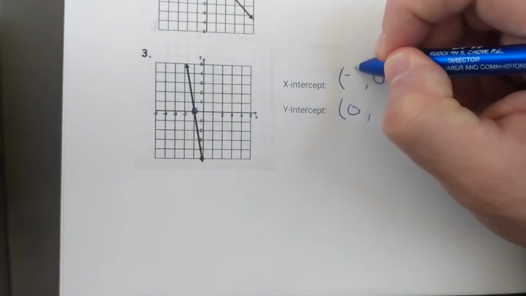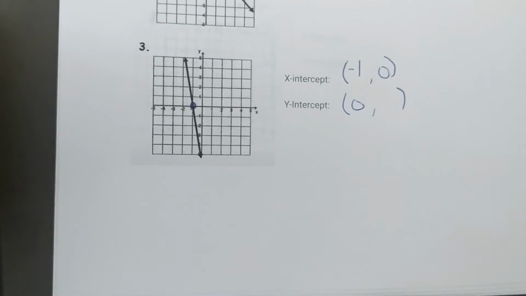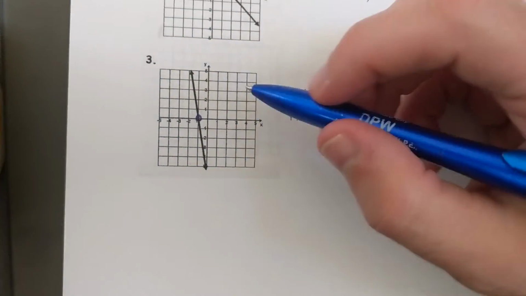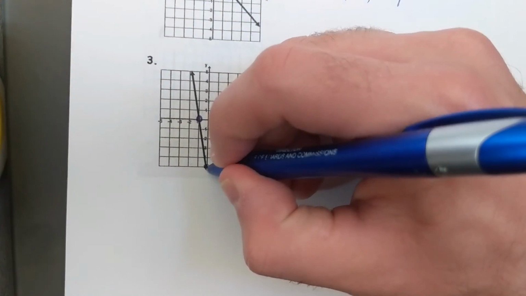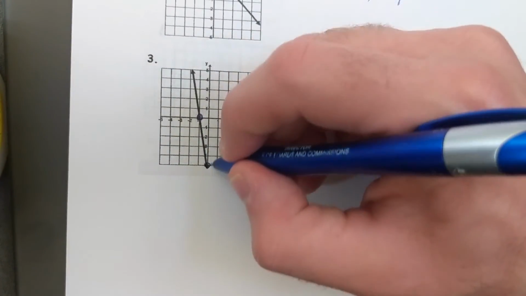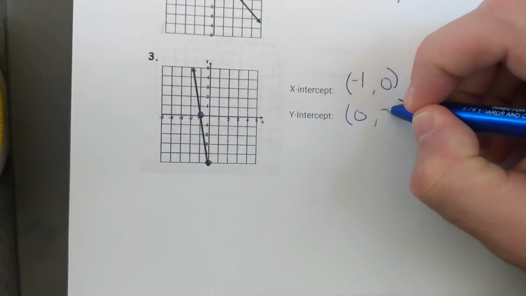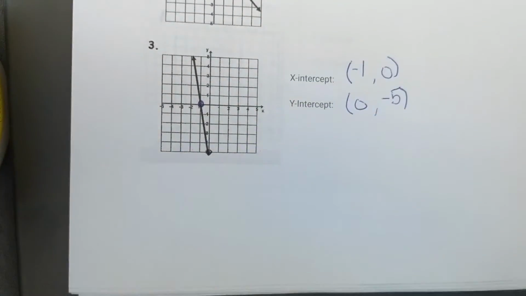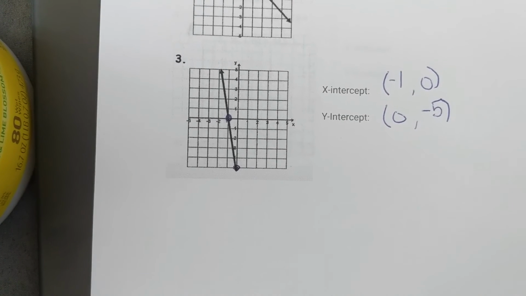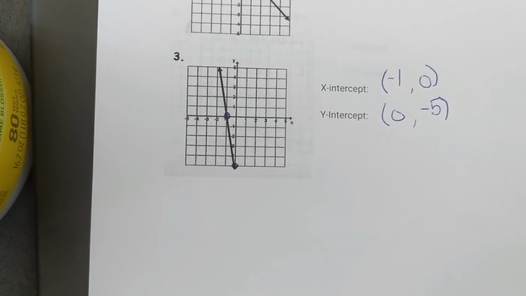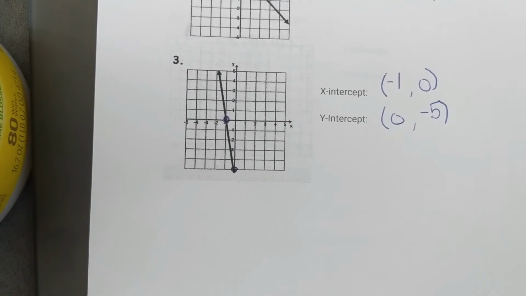Don't put positive 1 in there. And then if we look at our y, it is also below the origin, so that will also be negative, and it crosses all the way down here at negative 5. So our x-intercept is negative 1, 0. And our y-intercept is 0, negative 5.